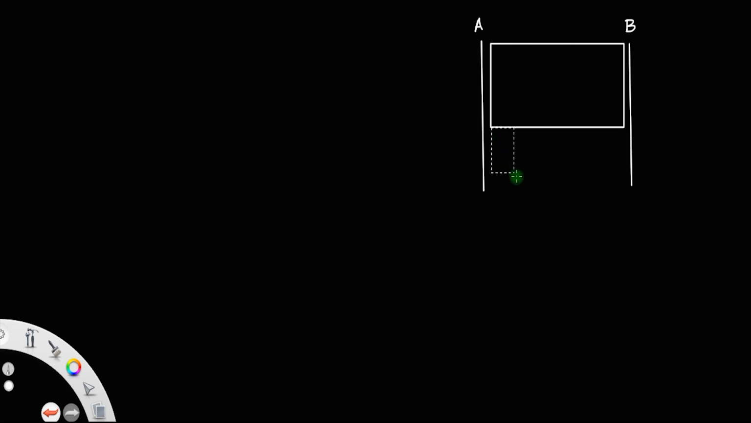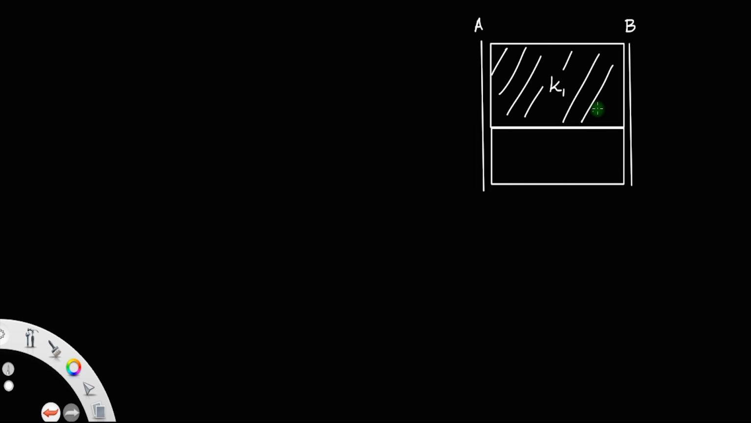Now let us discuss the combination of dielectrics in parallel. Suppose we have two plates, let's say A and B. In between these two plates, we have placed two dielectrics like this. Let's say a dielectric of dielectric constant K1 and another dielectric of dielectric constant K2.